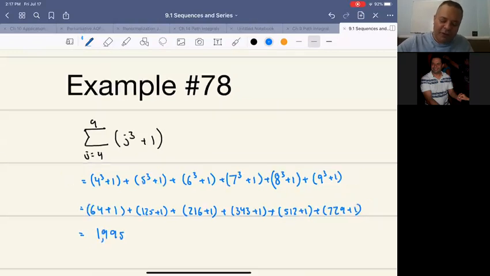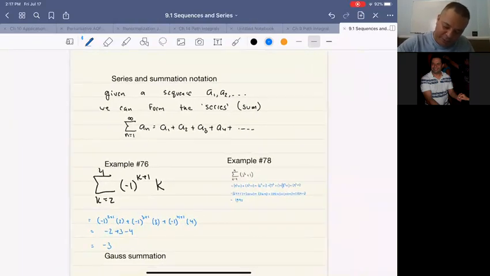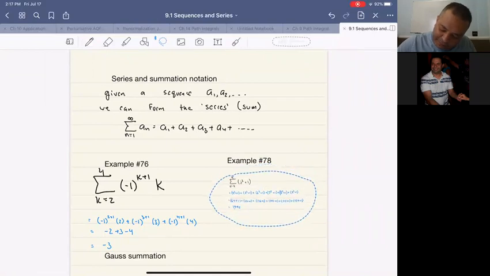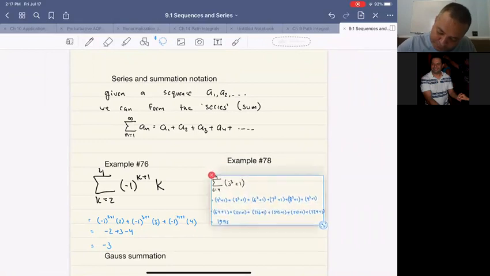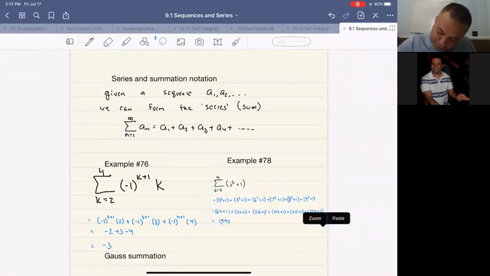Okay, all right, let me maximize that. Not maximize, but you know what I mean. Make it bigger.